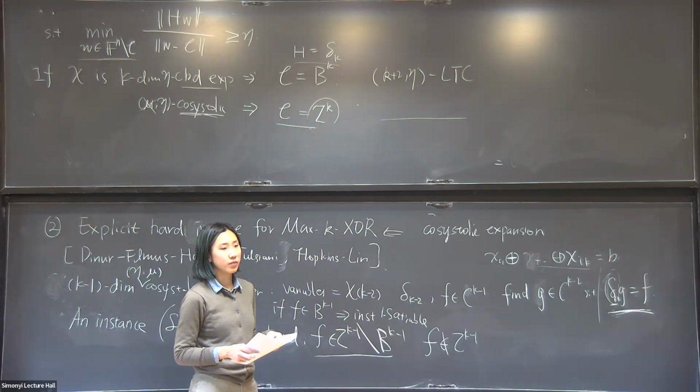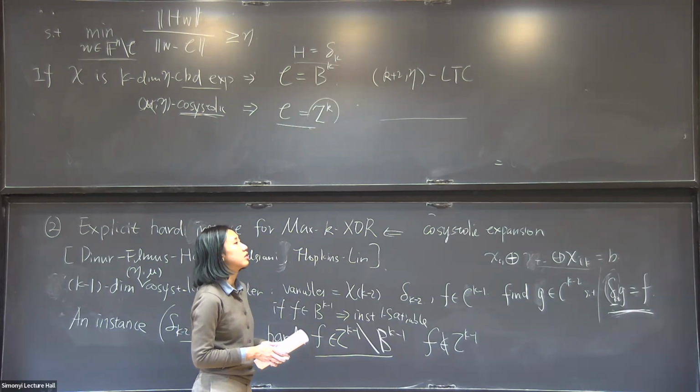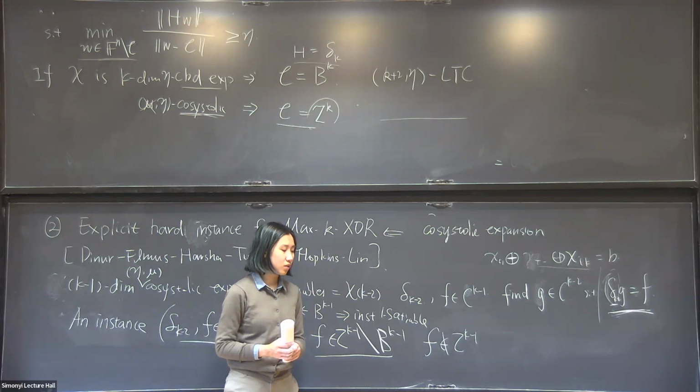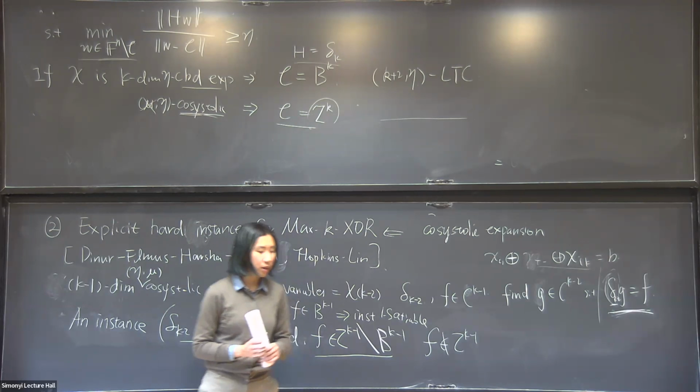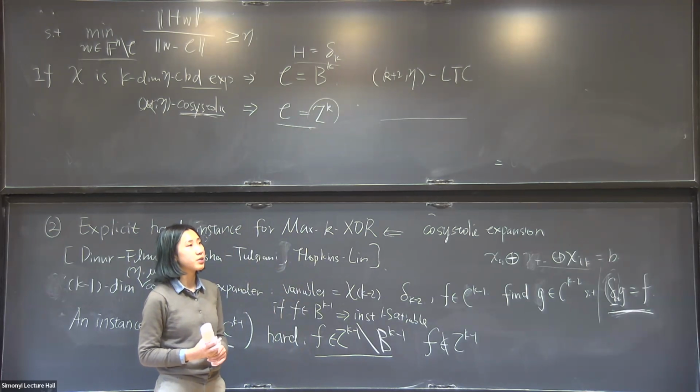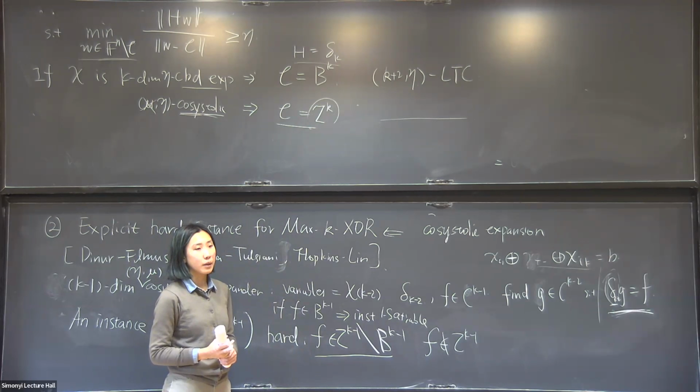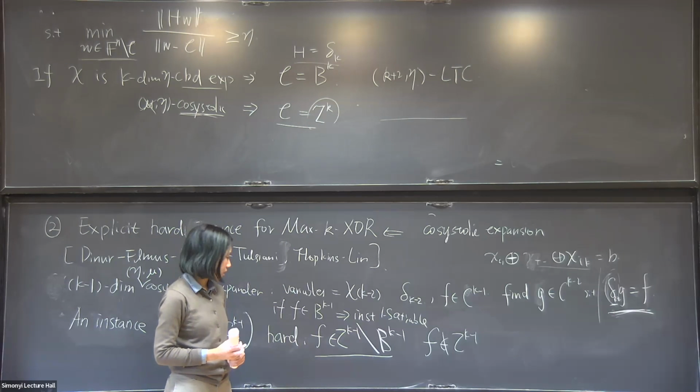Resolution and sum of squares can be viewed as algorithms, and they can also be viewed as proof systems. Here I'm talking about the refutation hardness. It's a quantity of hardness. It's hard to refute. It's hard to prove that it's far from satisfiable, I guess.